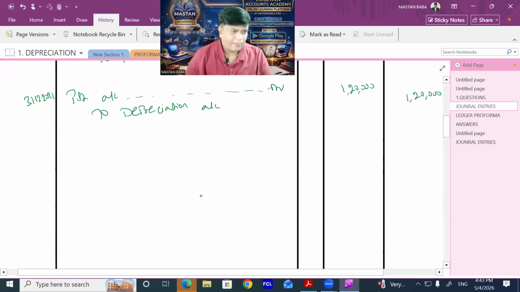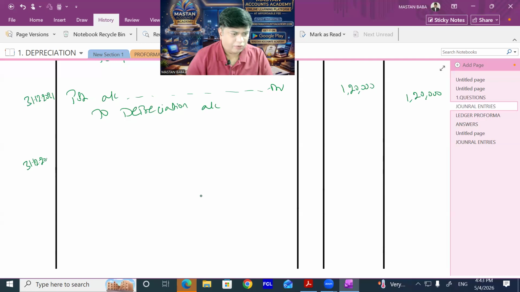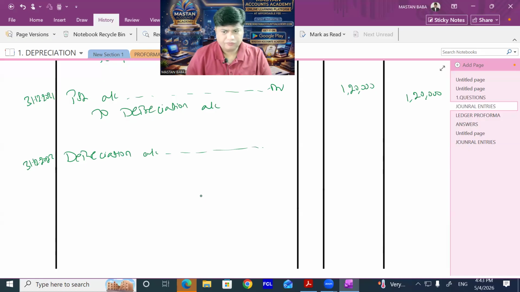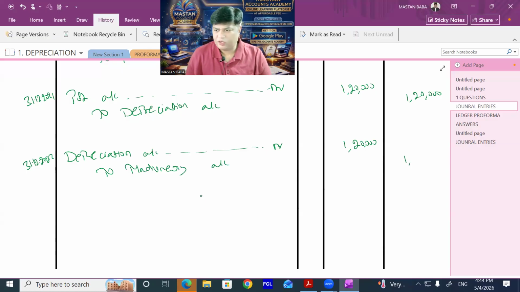One more year we have. 31st December 2022, same 2 entries repeat, dear students. Depreciation account debit 1,20,000 to... on which asset have we charged depreciation? We have charged it on the machinery account. So depreciation account debit to machinery account 1,20,000. Same narration, being depreciation charged. And on 31/12/2022 repeat the closing entry.